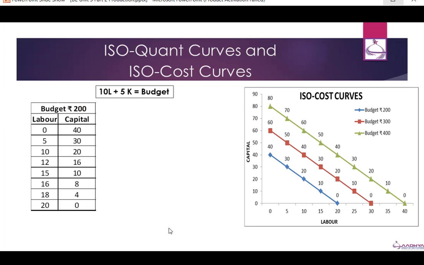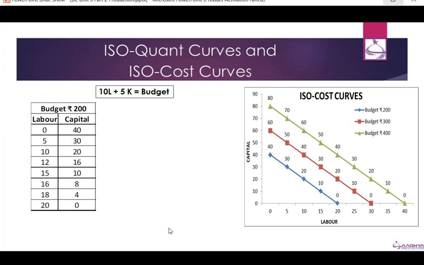If he purchases 20 units of capital, he will be spending 100 rupees. So 100 rupees remain out of his budget. Now with that 100 rupees he can hire 10 workers, because the wage rate is 10. So like that we can construct the various combinations which the producer can afford given the budget and prices.